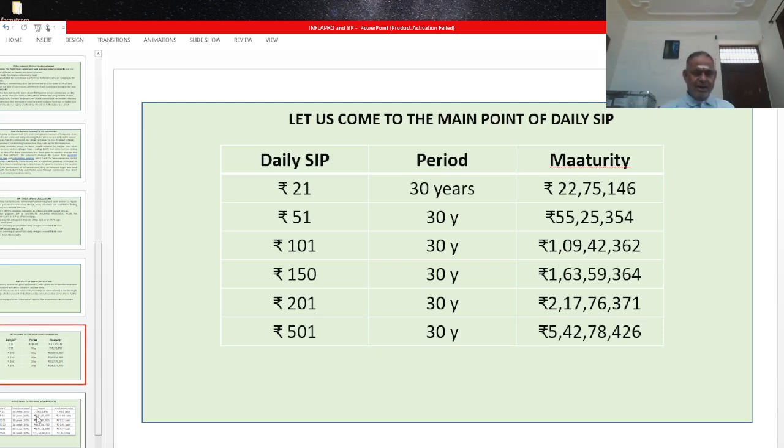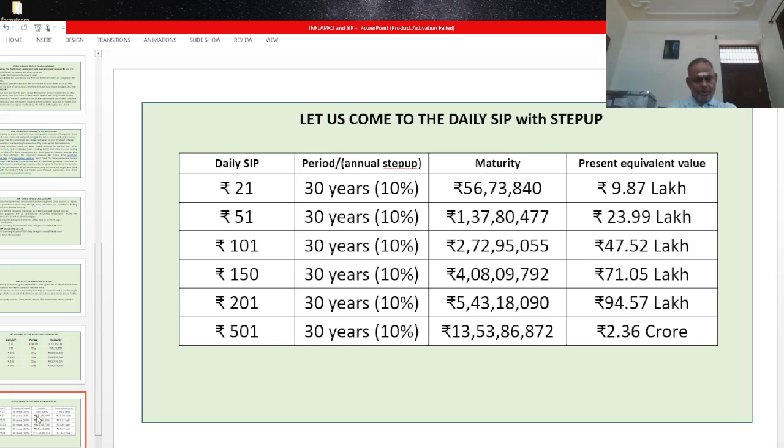Now let us consider BNV's step up daily SIP. We have got a daily SIP of 21. For 30 years, with 10% step up, the maturity now goes to 56.73 lakhs, which is about 2.5 times the previous one without step up. And the present equivalent money of this 56 lakh rupees after 30 years is equivalent to 9.87 lakh rupees of current value.